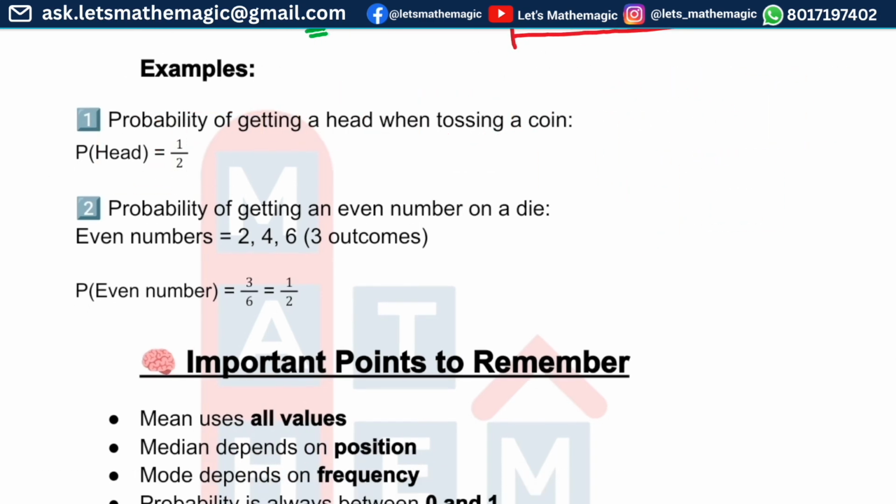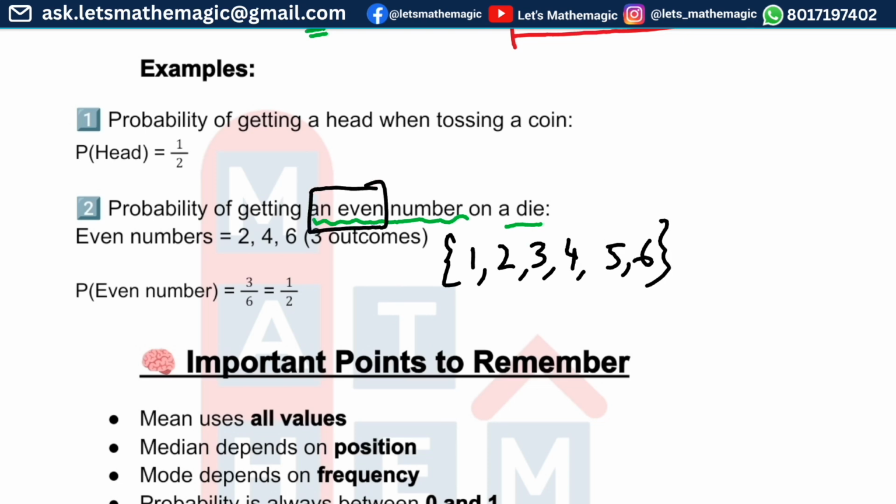Next example shows the probability of getting an even number on a die. So you all know a die has 6 faces, with numbers from 1 to 6. The numbers written on a die are 1, 2, 3, 4, 5 and 6, right? They want an even number only. So what are the even numbers here? 2, 4, 6. So your favorable outcomes are only 2, 4 and 6.